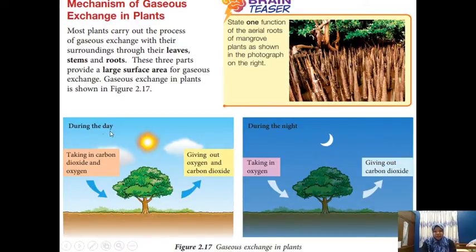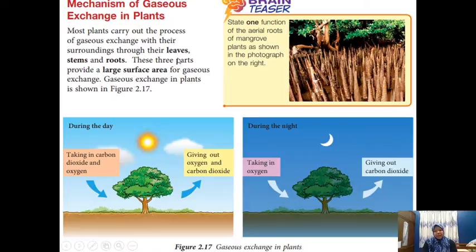Okay, so during the day, plants take in carbon dioxide and oxygen, and give out oxygen and carbon dioxide. Taking in carbon dioxide is for the photosynthesis process, and taking in oxygen is for respiration. So both processes will occur simultaneously. After taking in the carbon dioxide and oxygen, it will give out the oxygen through photosynthesis and also give out the carbon dioxide through the respiration process.